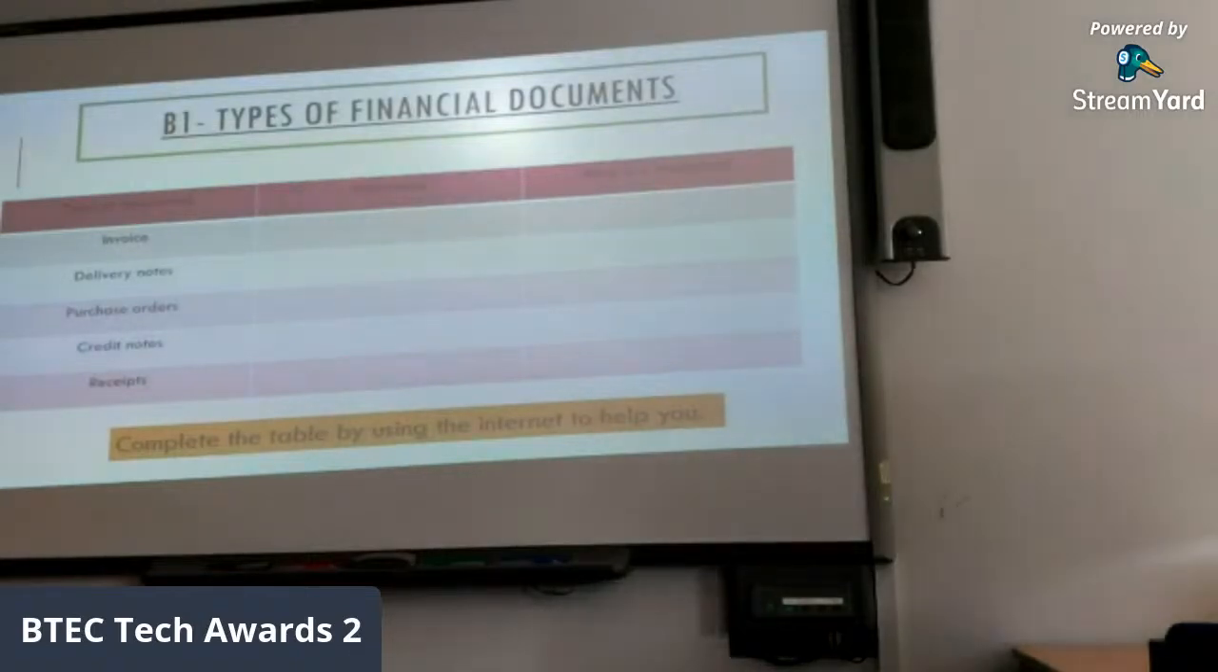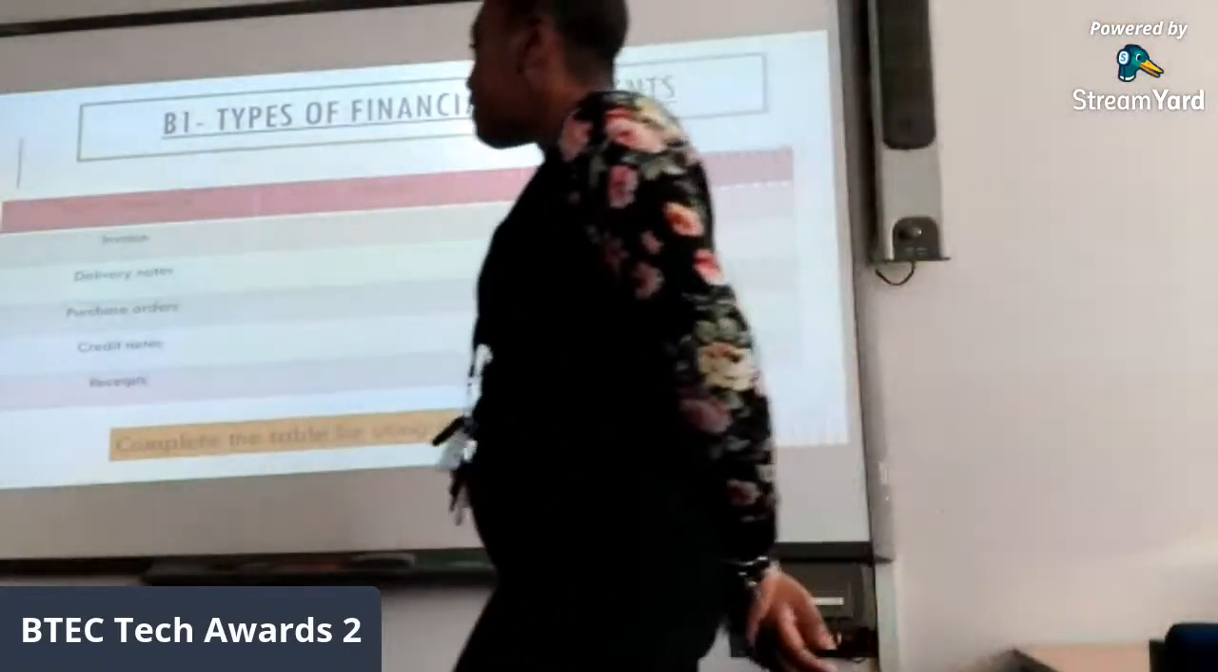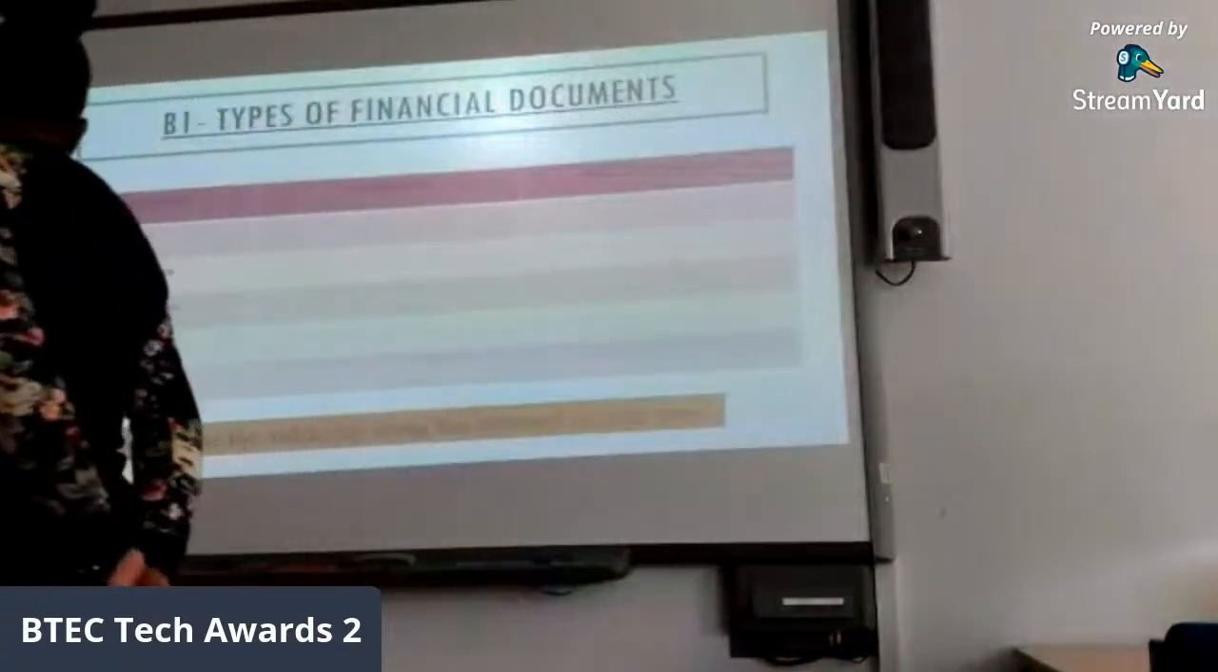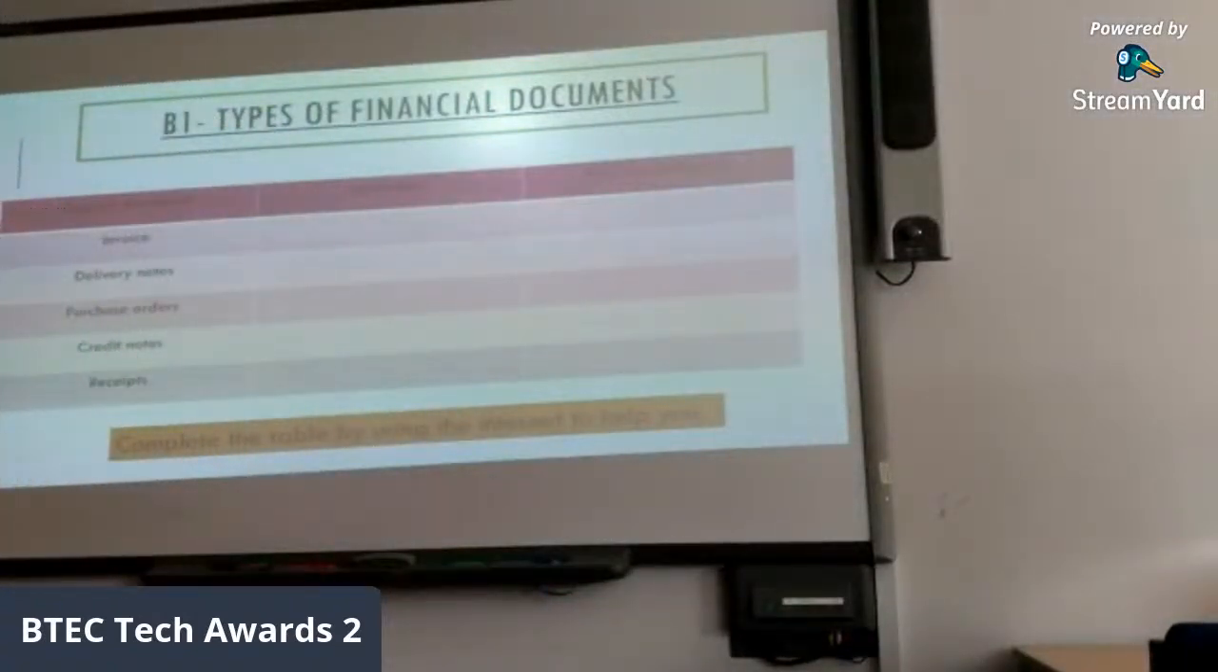So the first in the column are invoices. Second is delivery notes. Next one, purchase orders. Then you have the credit notes and your receipt. When you have taken that down, you need to go to your mobile phones and research each of them and write the definition.